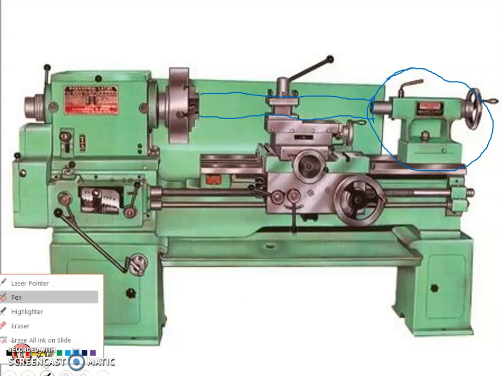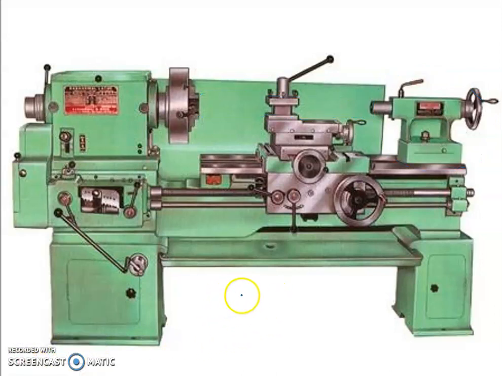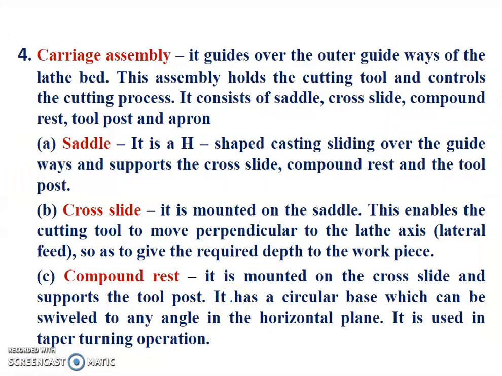That is another main function of the tailstock in the lathe. Next, we'll go to the next part of the lathe. So the fourth part is the carriage. It guides over the outer guideways of the lathe bed. This assembly holds the cutting tool and controls the cutting process. It consists of saddle, cross slide, compound rest, tool post and apron.